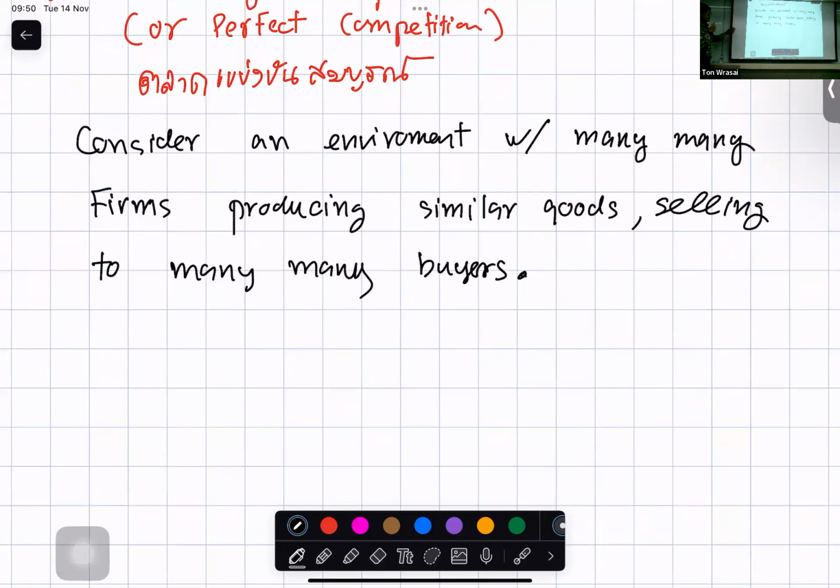Okay. We start with a market environment such that there are many firms producing homogeneous products in the eyes of consumers, selling to many buyers.